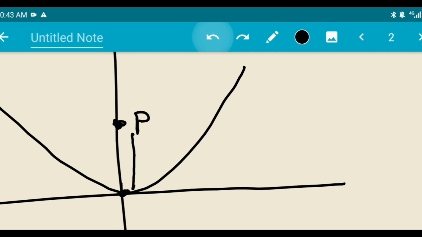So if the distance, let me just say that again, if the distance from the vertex to the foci is 5, then the distance from the foci straight to the surface of this parabola is going to be 2 times 5. That would be the distance.